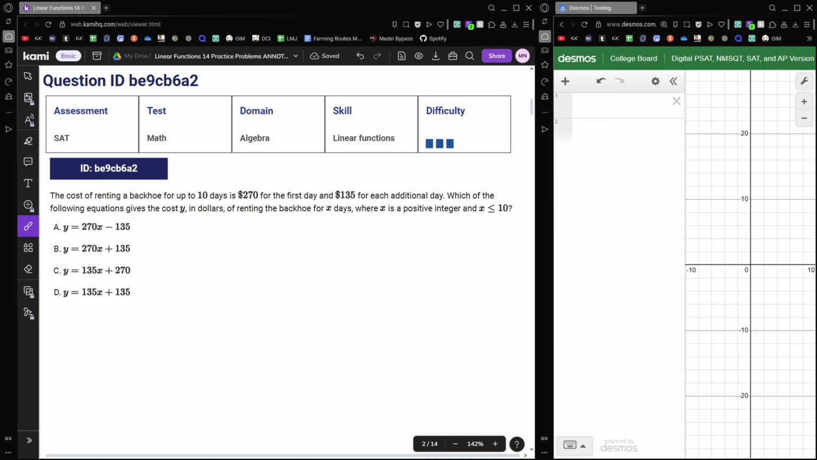So here we have a linear function, and I guess that's kind of obvious because that's what this whole video is about. But if you also look at the answer choices, you'll notice they're all in the form of y equals mx plus b. And that's the slope-intercept form of a line. Now let's start plugging in the information they give us. They tell us that it's $270 for the first day. That means it's only $270 once. That flat fee is going to be our B value. So we would do plus 270.